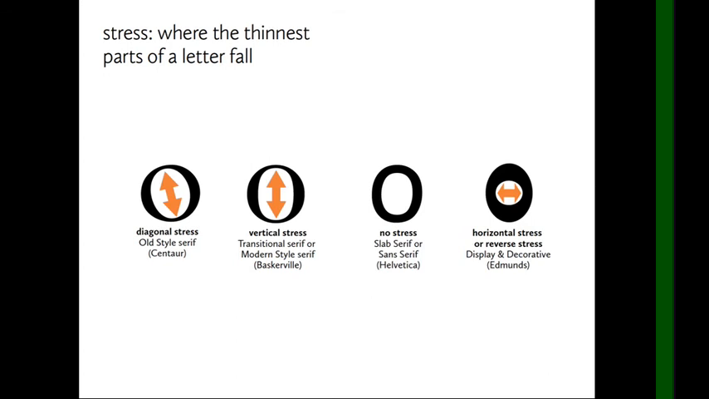But Helvetica, as in our no stress example, we consider this an unstressed character because the differences between the thick and thin areas are absolutely minimal. They're just optical corrections. If you look at our diagonal stress, our vertical stress, and our horizontal stress, there's a clear, easily identifiable thinner part of each letter.